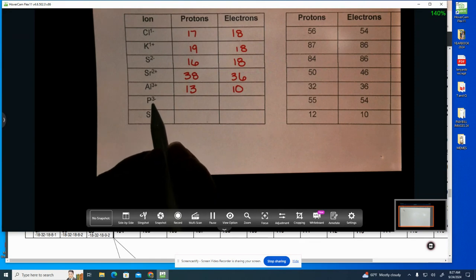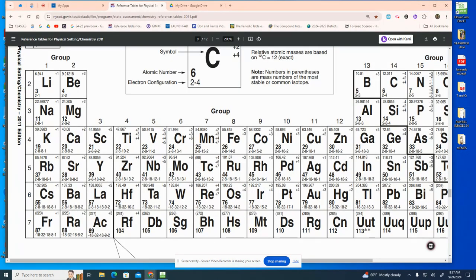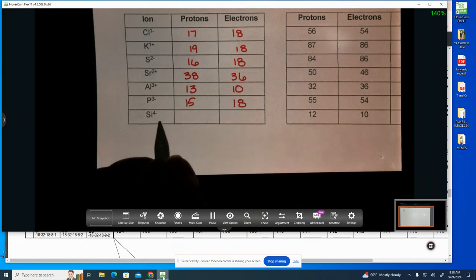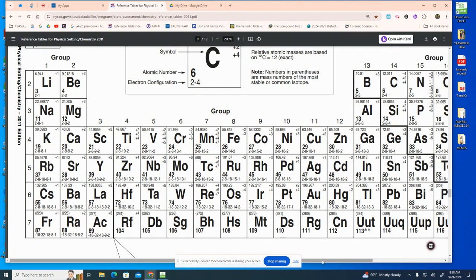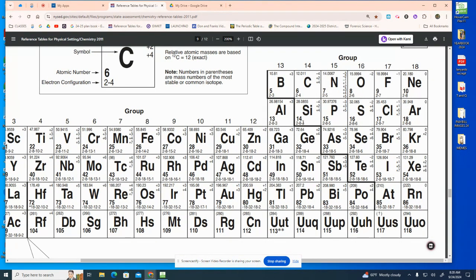Phosphorus with a -3 charge. Phosphorus is over here. It usually has 15 protons, but it has a -3 charge, so it's going to have how many? Where's my... There it is. 18. Good. And then silicon with a -4. So silicon is over here. Okay. It usually has 14, but with a -4 charge, it's going to have how many? 18. Beautiful.